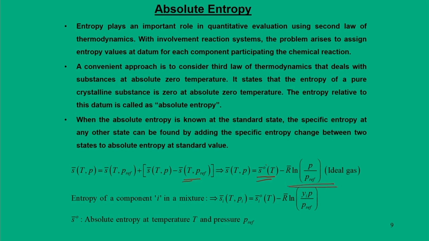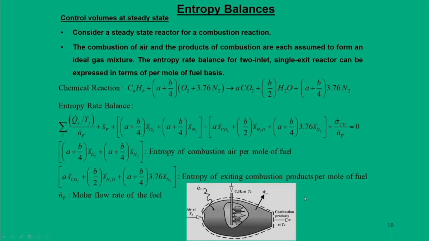So, this we can get from ideal gas relations. Now, we know that typically the reference pressure is known and the total pressure will be known, but we do not know the respective composition or mole fractions. So, the entropy of a component i in the mixture can be calculated by knowing its mole fraction. So, this is the workable formula for entropy.